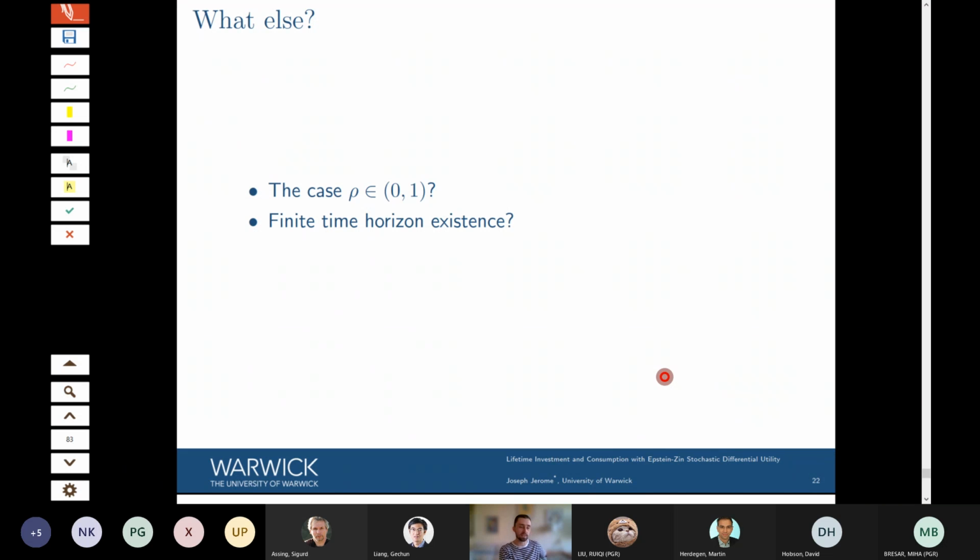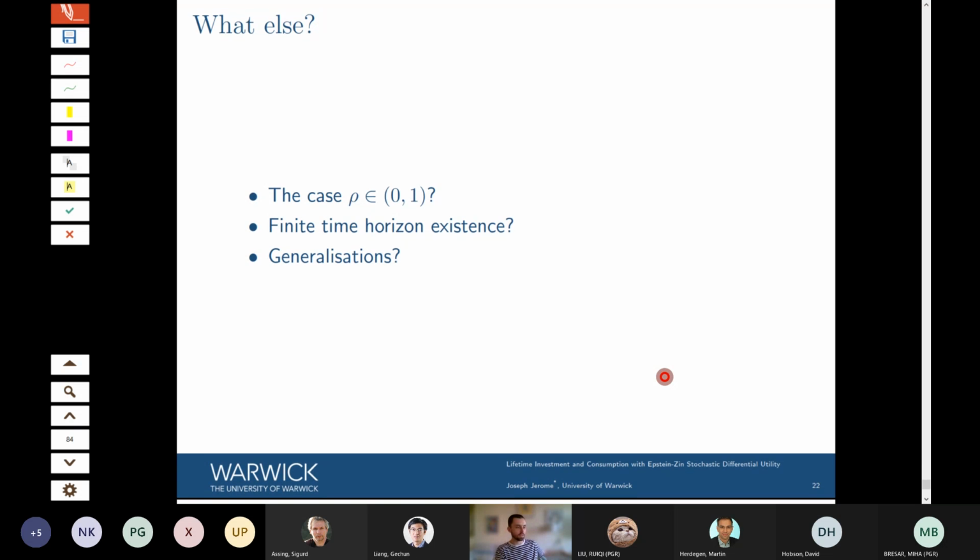Another thing we could do is prove finite time horizon existence. As I said, the existence results in the Epstein-Zin stochastic differential utility literature aren't that great at the moment. So if we wanted to, we could probably generalize our result to the finite time horizon problem and get a strong existence result. And then also, maybe consider some generalizations. What if we change the financial market? What if we add transaction costs, stuff like that?